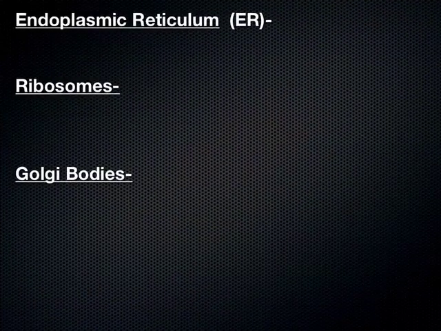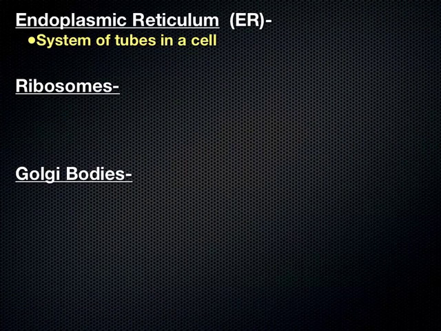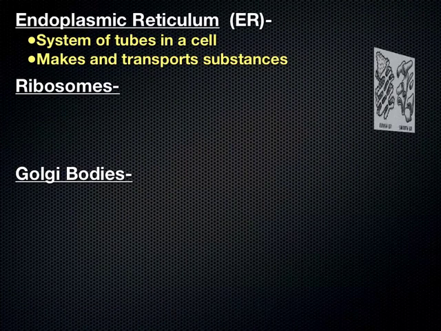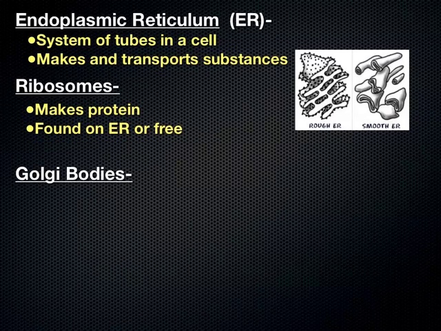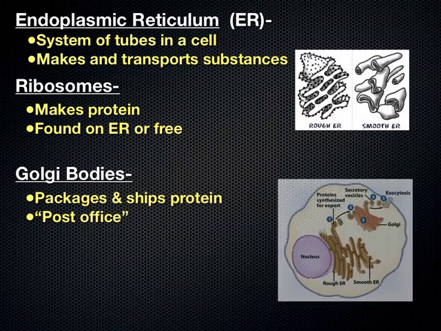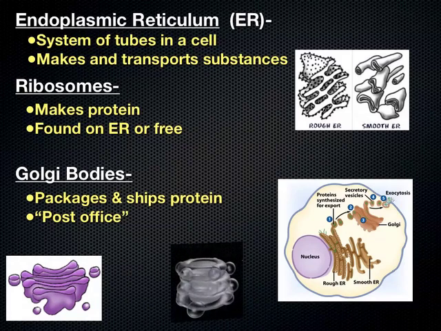The ER, the endoplasmic reticulum, is a system of tubes that run throughout the cell, and they transport things from one part to another. Inside of them or attached to them are these ribosomes. These ribosomes are tiny little organelles that make proteins, the building blocks of the cell, of all tissue basically. And then we have the Golgi bodies, which package up any proteins that need to be sent out of the cell, excreted, through these little bubbles that they form.